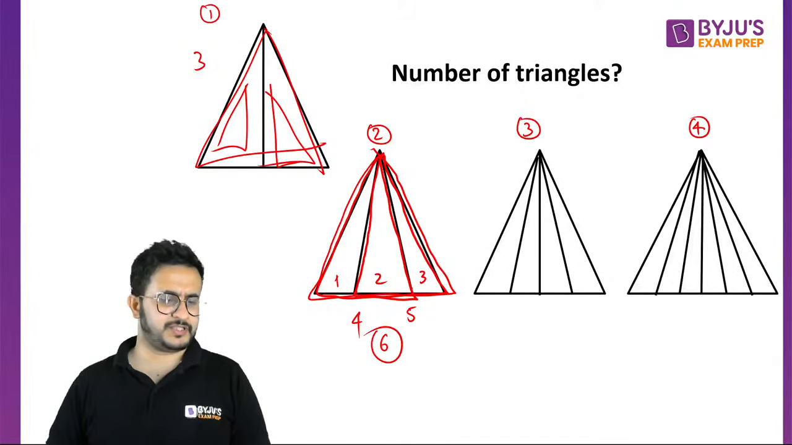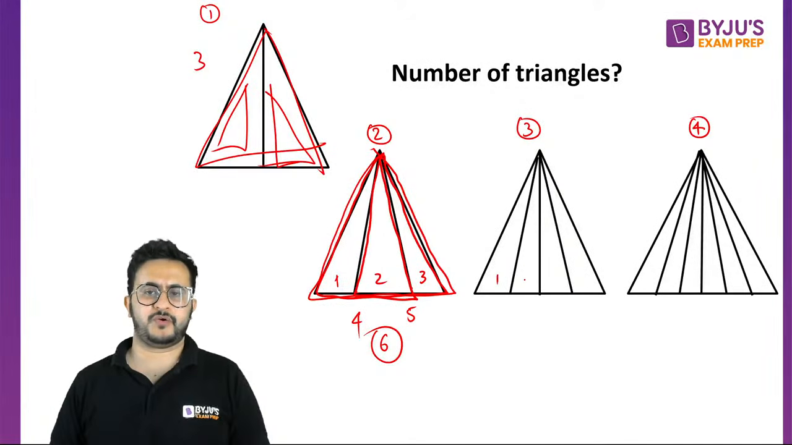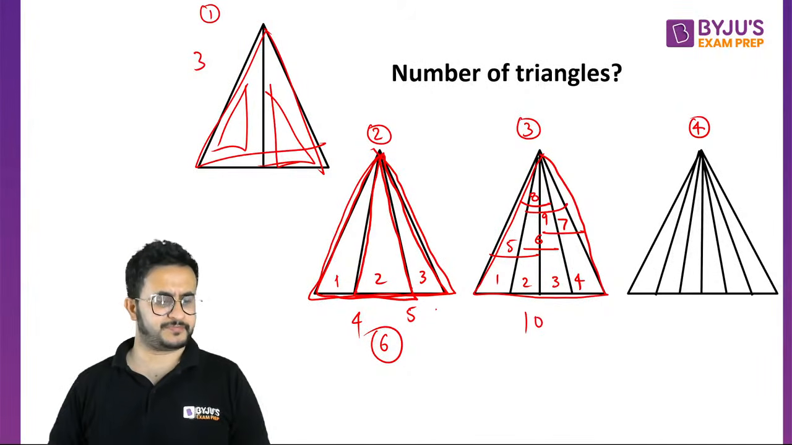So it was easy to find, right? Now if we have 4, we will count 1, 2, 3, 4, and then they will say that these two will make it 5, these two will make it 6, these two will make it 7, then these three will make it 8, these three will make it 9, and the total overall will make the 10th triangle. We can still count, right?